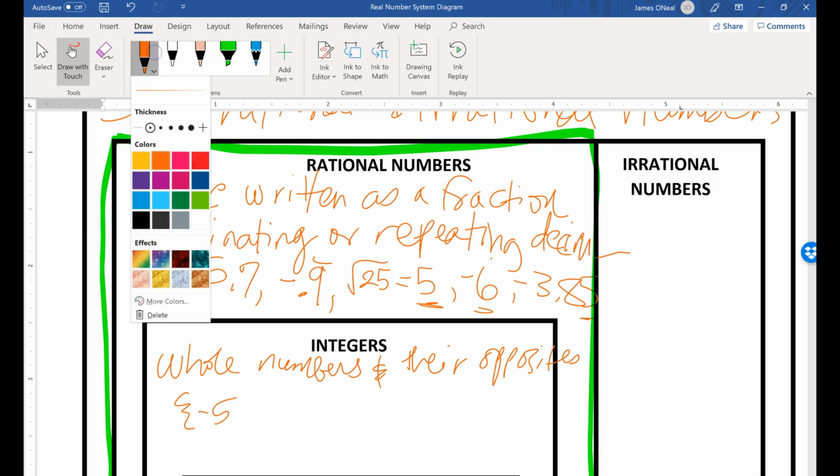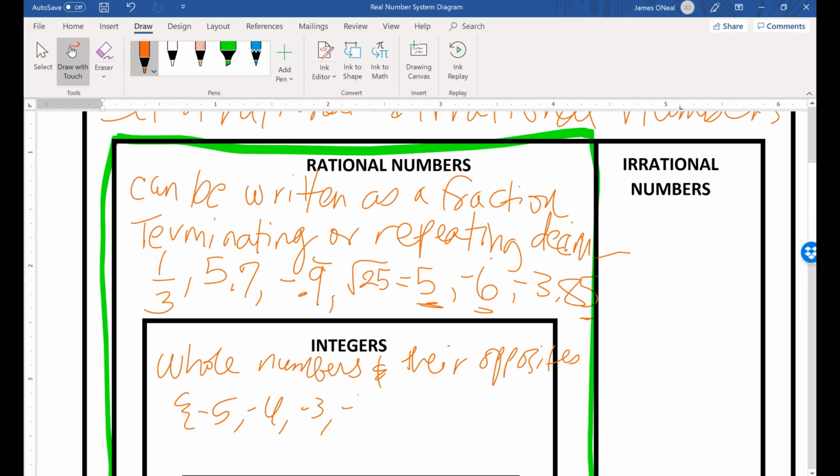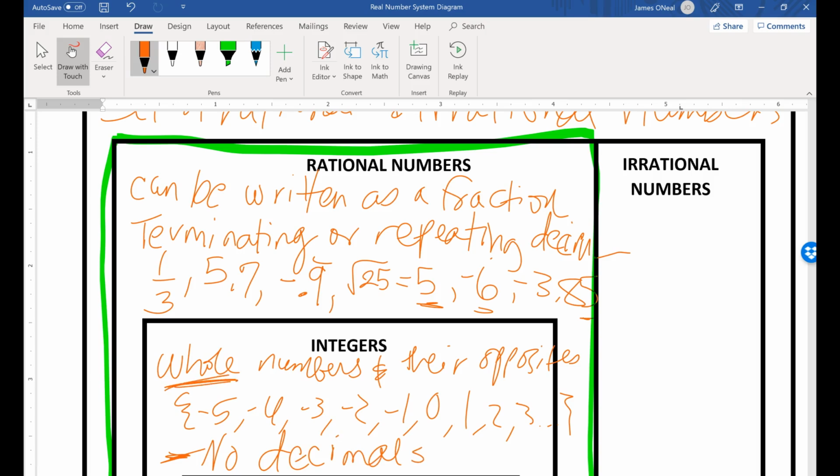So -5, -4, -3, -2, -1, 0, 1, 2, 3, and so on are all integers because they're whole, positive, and negative numbers. What can't integers be? Decimals. No decimals. Decimals means I have a piece of something. We're saying whole numbers and their opposite. So the whole number would be 3. The opposite of 3 would be -3. Whole number would be 1. Opposite of 1 would be -1. 0 is an integer because it's not a decimal. Okay?